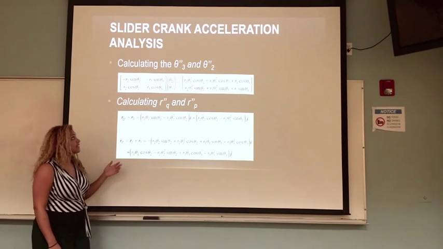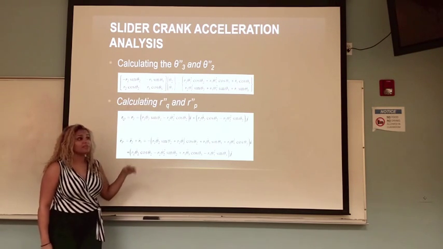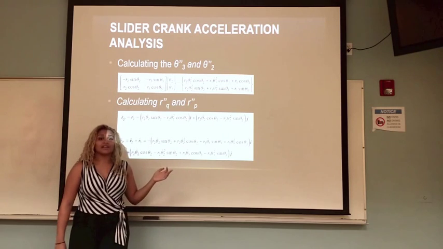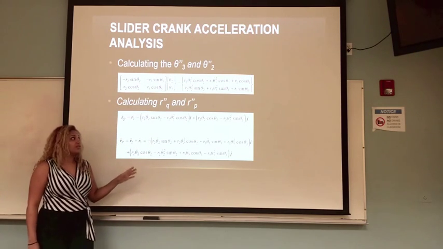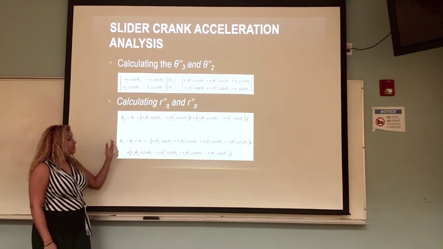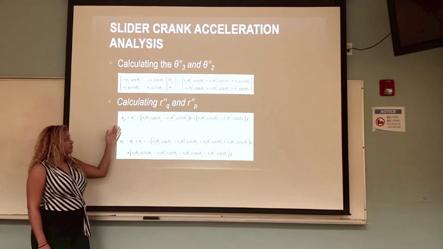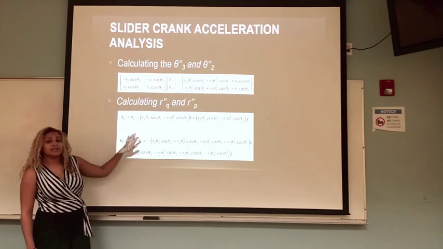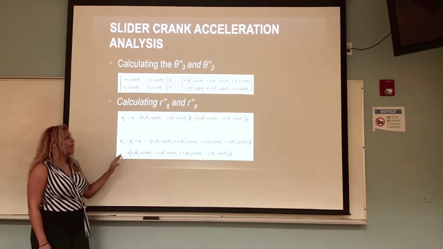Then we can find the acceleration of point P and point Q using the matrix above to first find our acceleration at 2 and acceleration at 3. Using the acceleration, we can plug it into the following formulas to figure out what is the exact acceleration at point Q and at point P.